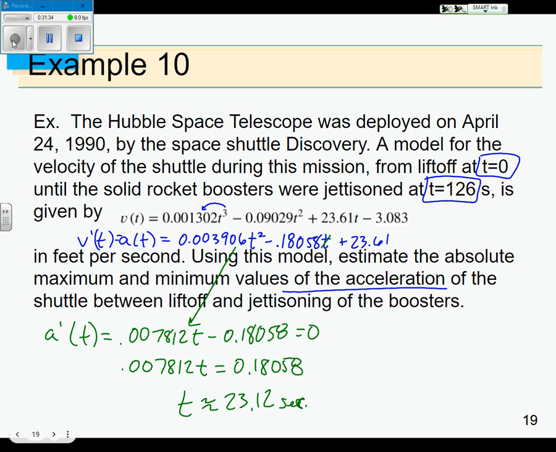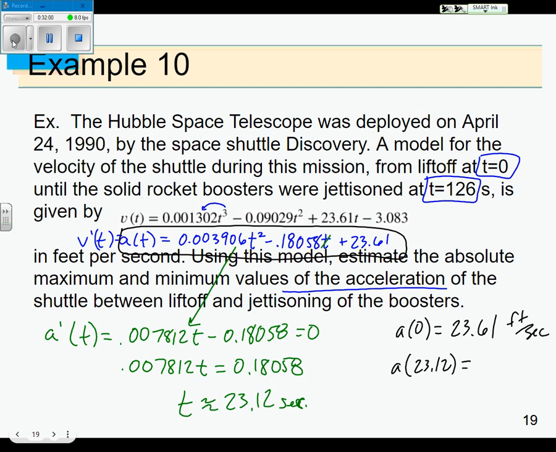So I need to go back to my acceleration equation, and I'm going to plug in 0. That's when the rocket took off. When the rocket took off, if I plug in 0 right there, I see the rocket is going 23.61. Do we have a unit on that? Feet per second. Okay. I'm just kind of going in order from biggest to smallest. I'm going to plug in my 23.12 seconds for these t's here and here. And that gave me 21.52.